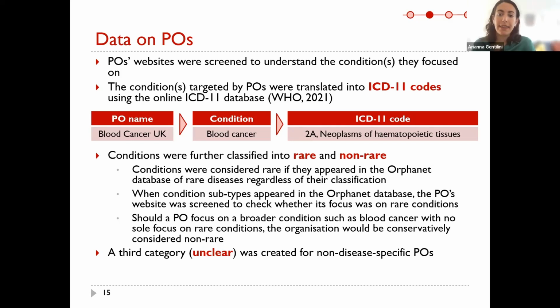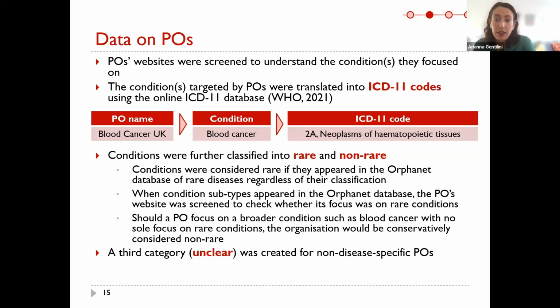So, similarly, another example that we have is Metabolic Support UK. In this case, it's not specific to any single rare condition, but on the website they say that their objective is to fight rare diseases, and therefore these could also be categorized as a rare disease patient organization. On the other hand, if a patient organization focuses on a broader condition, which in this case could be blood cancer, but has no sole focus on a rare condition, the organization would be conservatively considered non-rare.